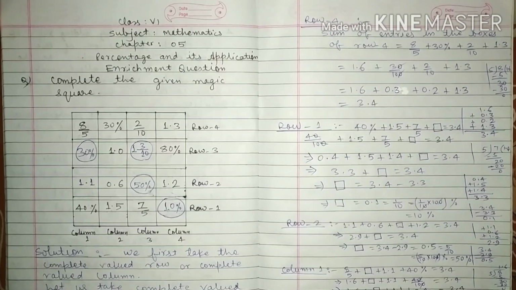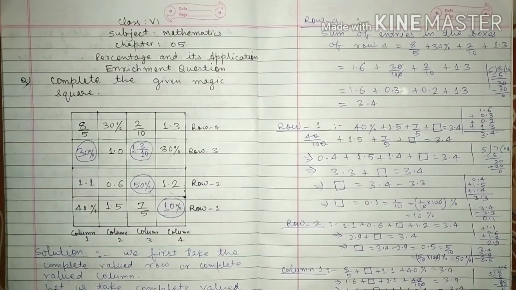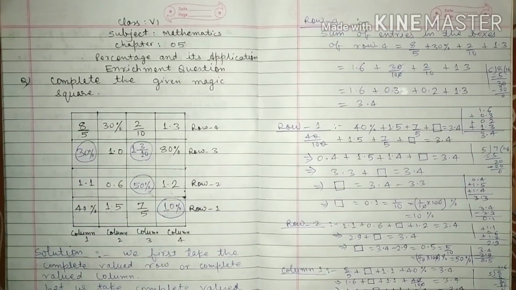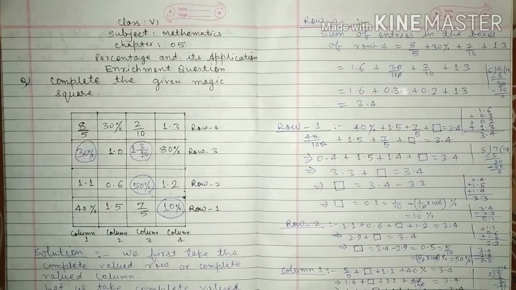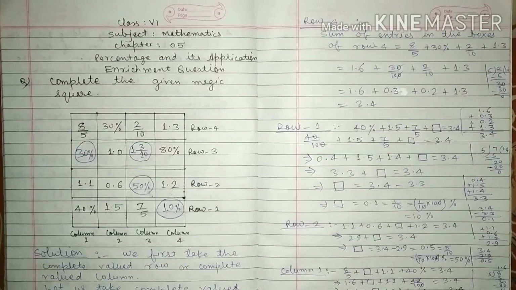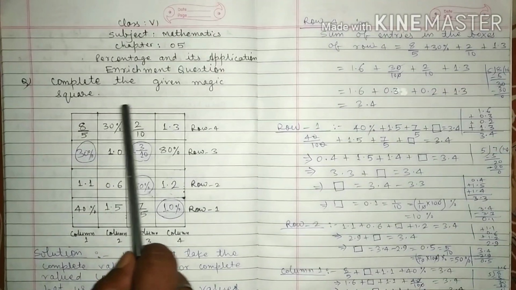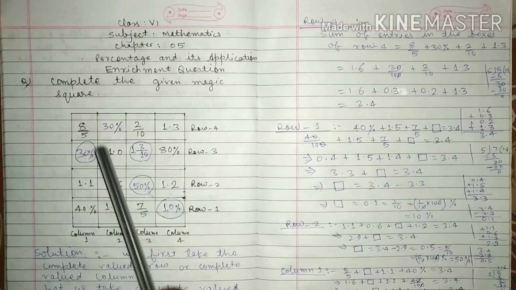My dear students of class 6, I am going to start chapter 5, percentage and its application, enrichment question. The question is, complete the given magic square.